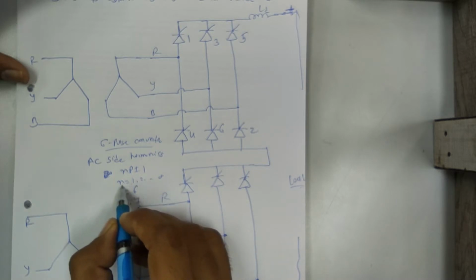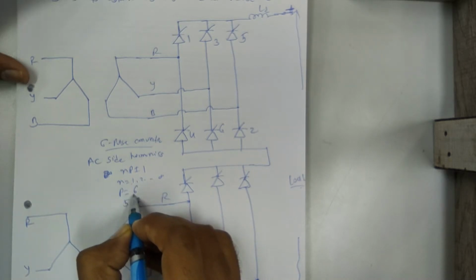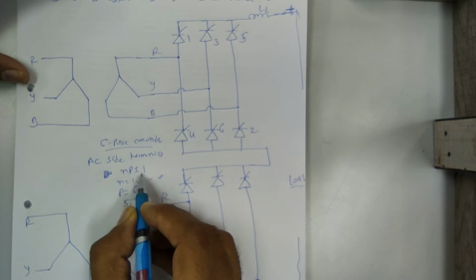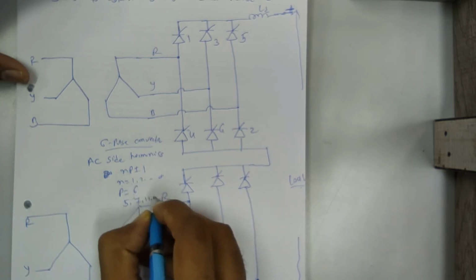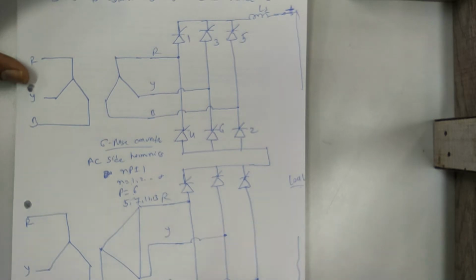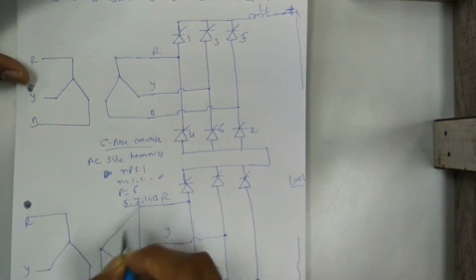Same way put N is equal to 2, P remains the same because it is a 6 pulse converter. So that becomes 12 plus minus 1, so it is 11 and 13. Clear? So same way you get the higher order harmonics, but starting from the 5th and 7th.